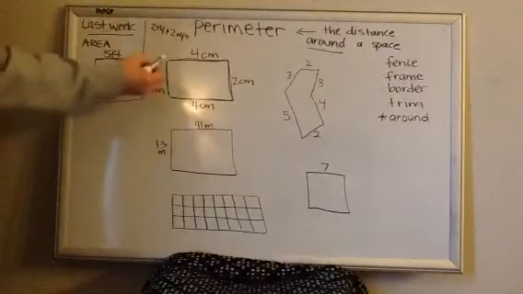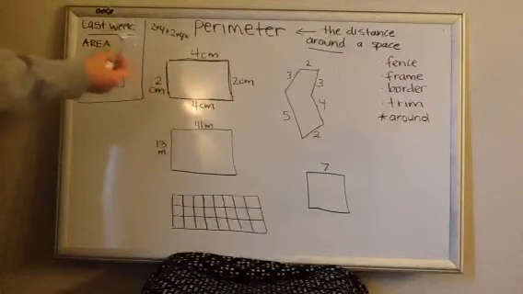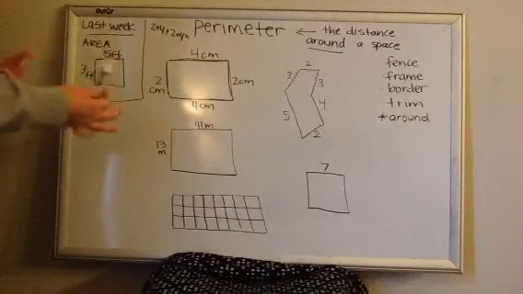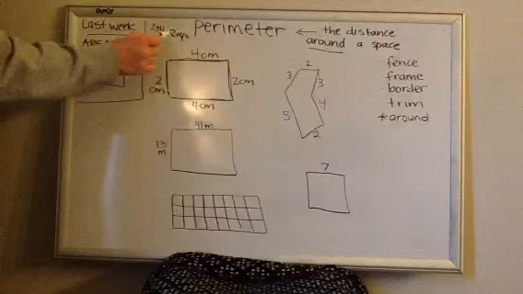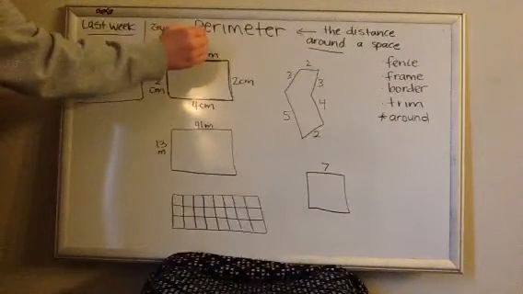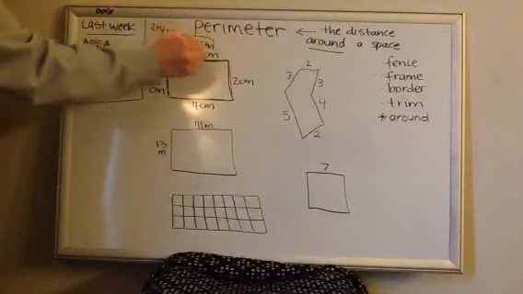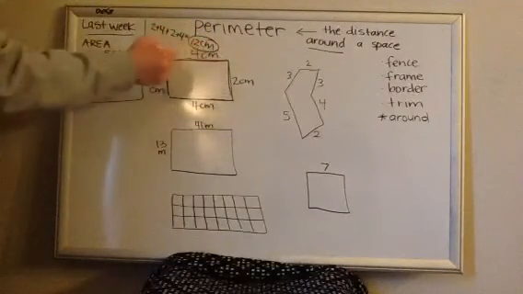I like to go all the way around the shape just to make sure I didn't forget any of the sides. So if I'm doing 2 plus 4 is 6, another 2 is 8, and then another 4 would be 12 centimeters. So the perimeter is 12 centimeters. I'm just going around the sides here.